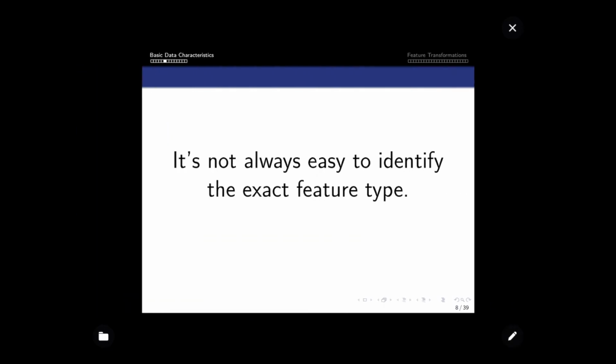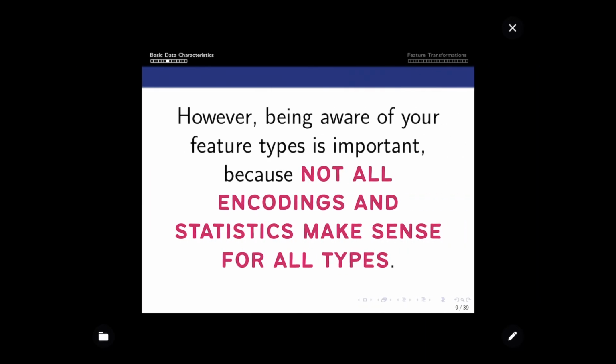Okay, so you might have seen in some of the examples that it's not always easy to identify the exact feature type. The thing is that you should be aware of feature types and their differences, because not all encodings and statistics make sense for all types. Okay, so let's go a bit into what that means, and let's start with the encodings.